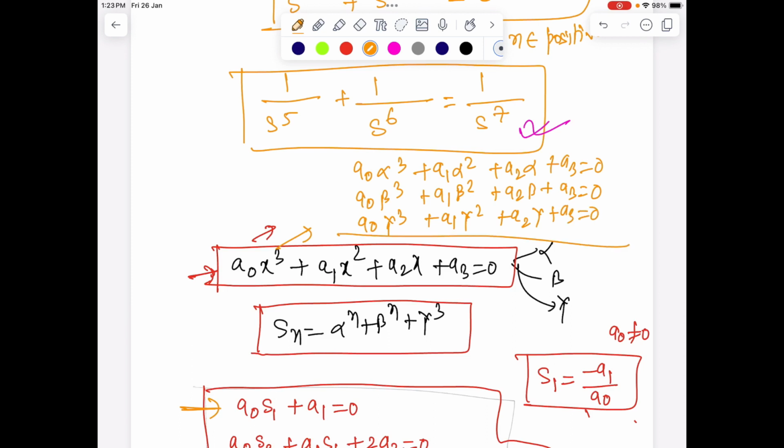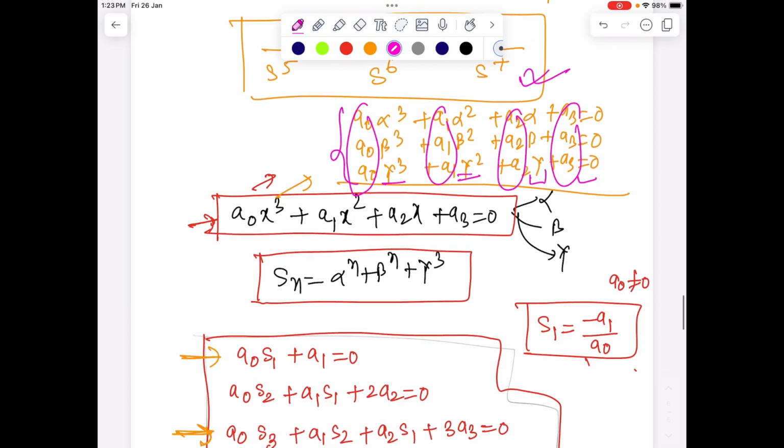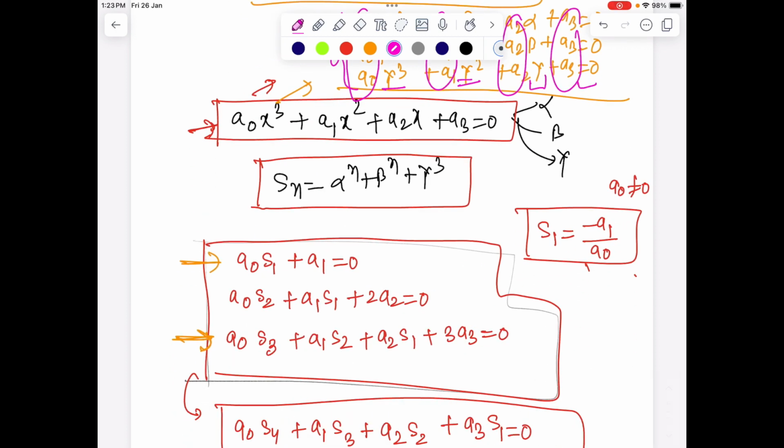So since alpha, beta, gamma satisfy this, clearly these three equations will be satisfied. Now once you add them, it will be a naught s3 plus a1 s2 plus a2 s1 plus 3a3 equals 0. But we have not yet proved the second expression in a nicer way. One way is directly finding alpha square plus beta square plus gamma square and trying to relate this.